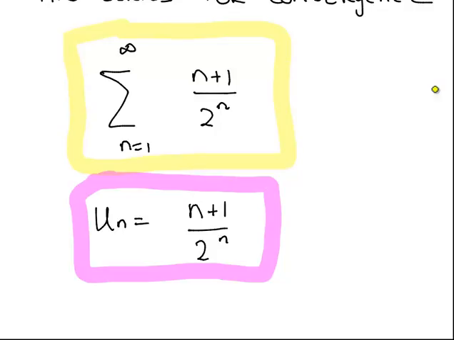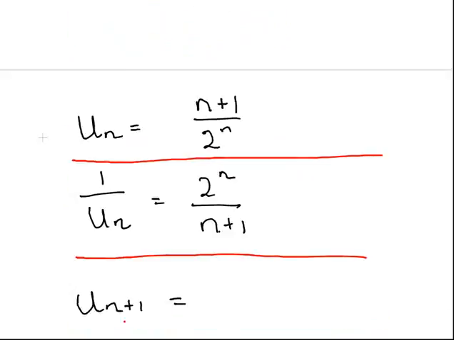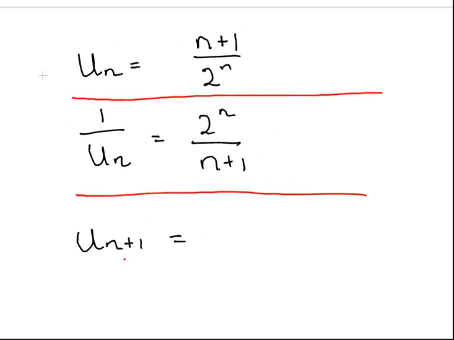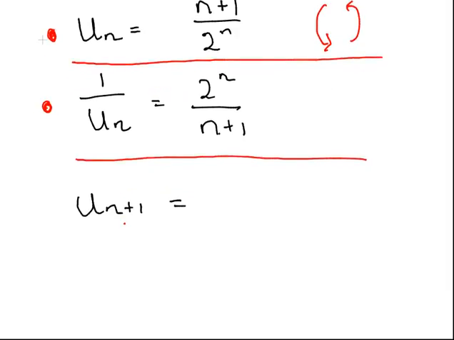There we go. Now, u of n is n plus 1 over 2 to the n. This is important: that's the general term there, and 1 over u of n is just flipping it round, from top to bottom like that. So put the numerator below and the denominator on top. Simple as that. We're going to use that later on.